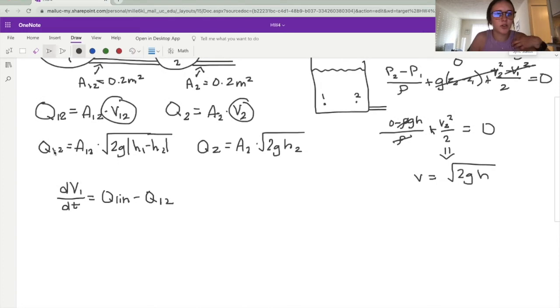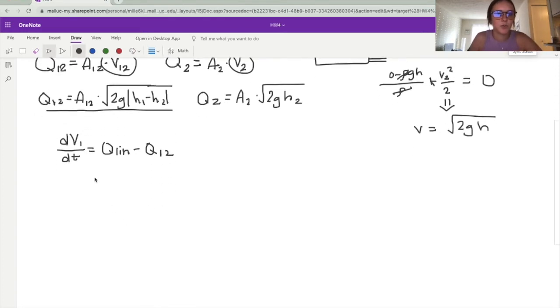And so since we know that up here we wrote Q12 as that, we can rewrite this as Q1 in minus A12 times the square root of 2G absolute value H1 minus H2 absolute value. And so this is pretty good, but we need to compensate for sign change.